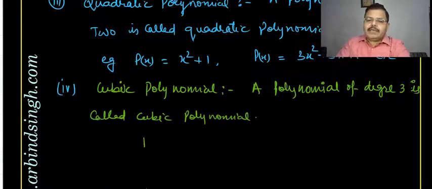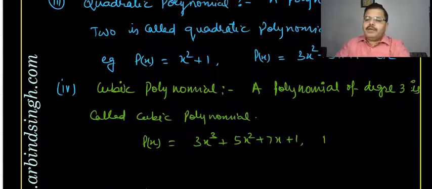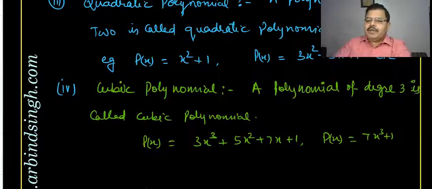That is, p(x) is equal to, power is 3, whatever the number of terms may be, 3x cube plus 5x square plus 7x plus 1, and even simply p(x) is equal to 7x cube. Only one term is there, but still it is a cubic polynomial. Or 7x cube plus 1, then also it is a cubic polynomial. We have to see the highest power only, nothing else. Right?